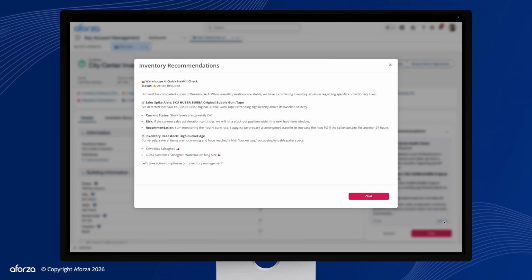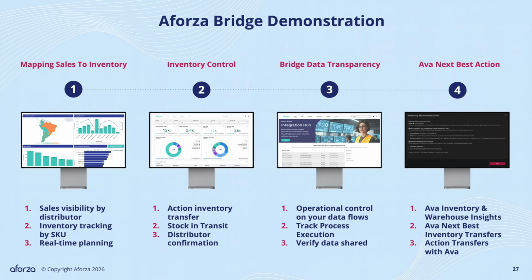And that's a major shift. Instead of running promotions and hoping supply catches up, you run promotions and discounts with confidence because you can see, control, and validate inventory readiness. So let's just recap what you've seen in a few minutes.